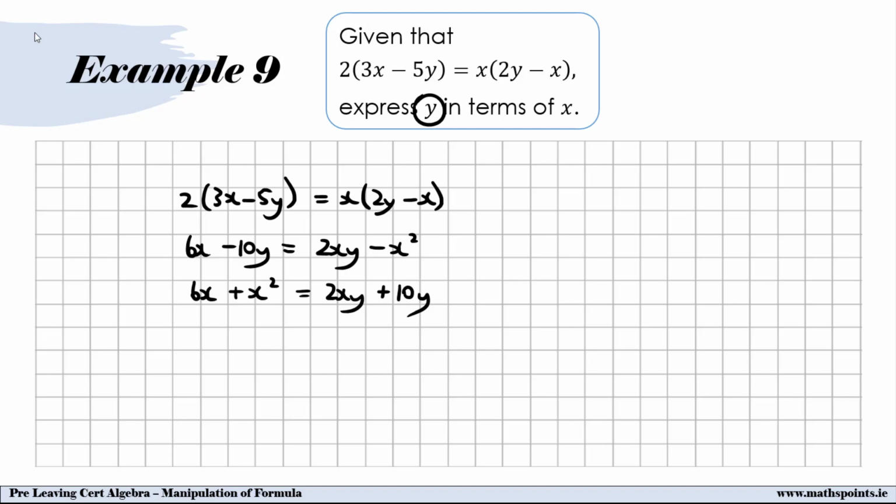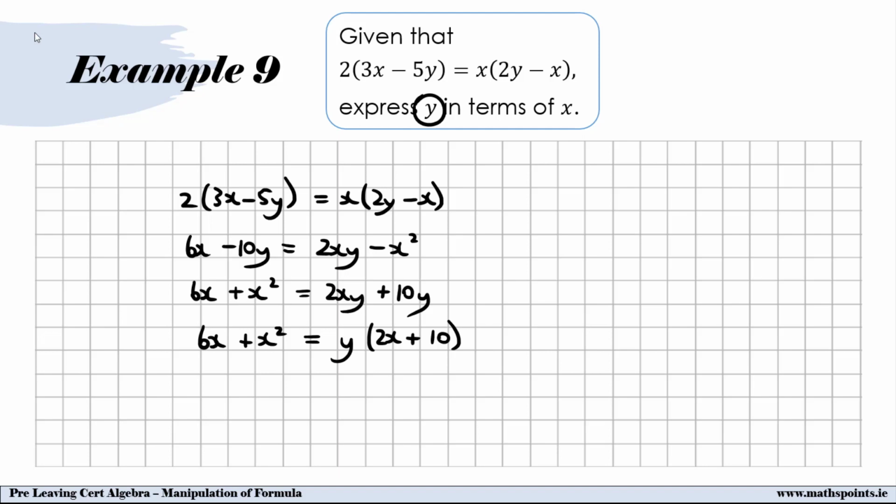Now, this is the first question where we're trying to get a letter by itself, but there's two occurrences of this letter. We have a y in both 2xy and in 10y, and so the question is, how am I going to get y by itself if there's two of them in the question? And this is where our factorization comes in. So what I'm going to do on the left hand side is just write down 6x plus x squared, and then I'm going to use common factor factorization to take out y from the two terms. So if I divide 2xy by y, I get 2x, and if I divide 10y by y, I get 10. And just to check that that's the correct factorization, y times 2x is 2xy, y times 10 is 10y.